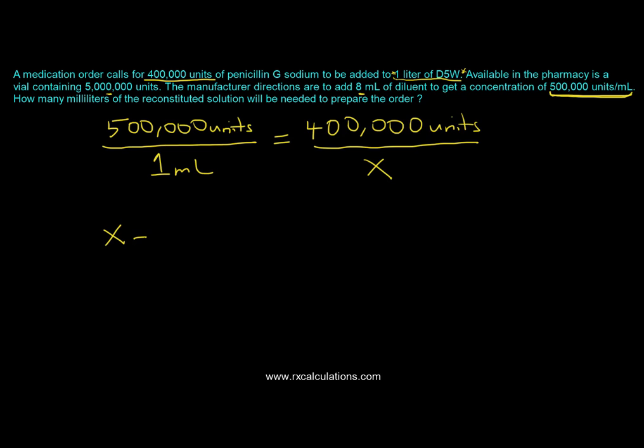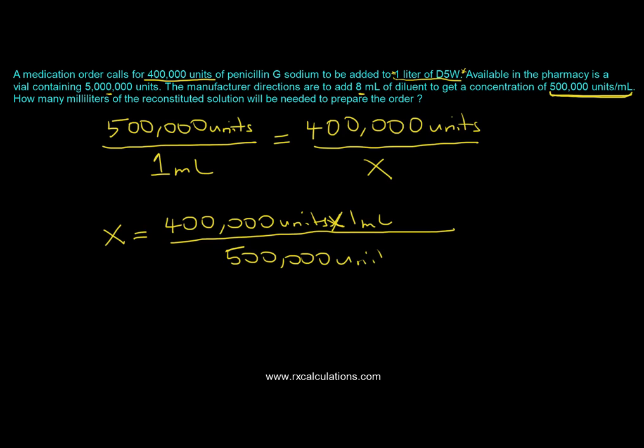We're going to solve for X, our unknown, which is 400,000 units times 1 ml divided by your 500,000 units. The units cancel out, the zeros cancel out, and 4 divided by 5 is 0.8 ml. So our volume is going to be 0.8 ml. As you notice, there was a lot going on. There are so many numbers and so much information.